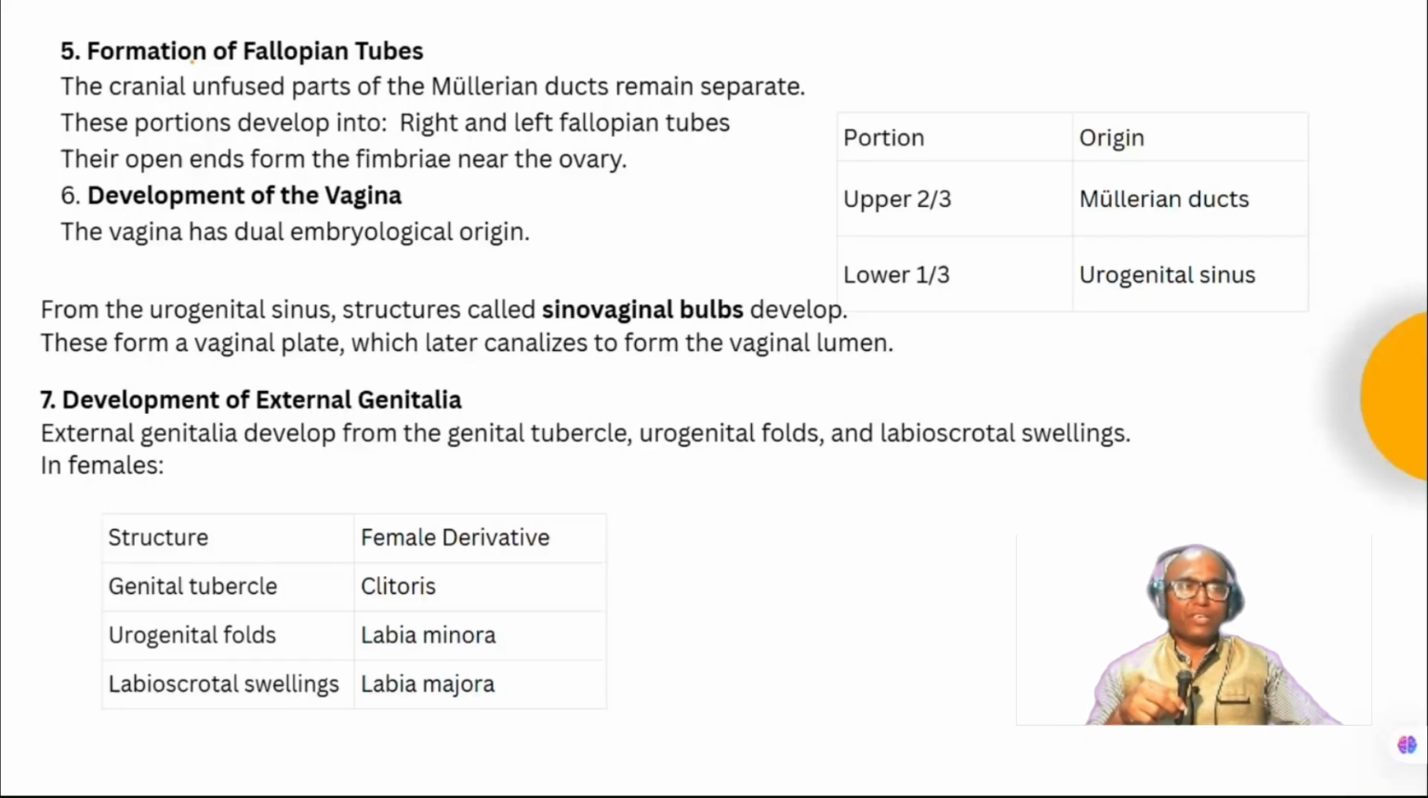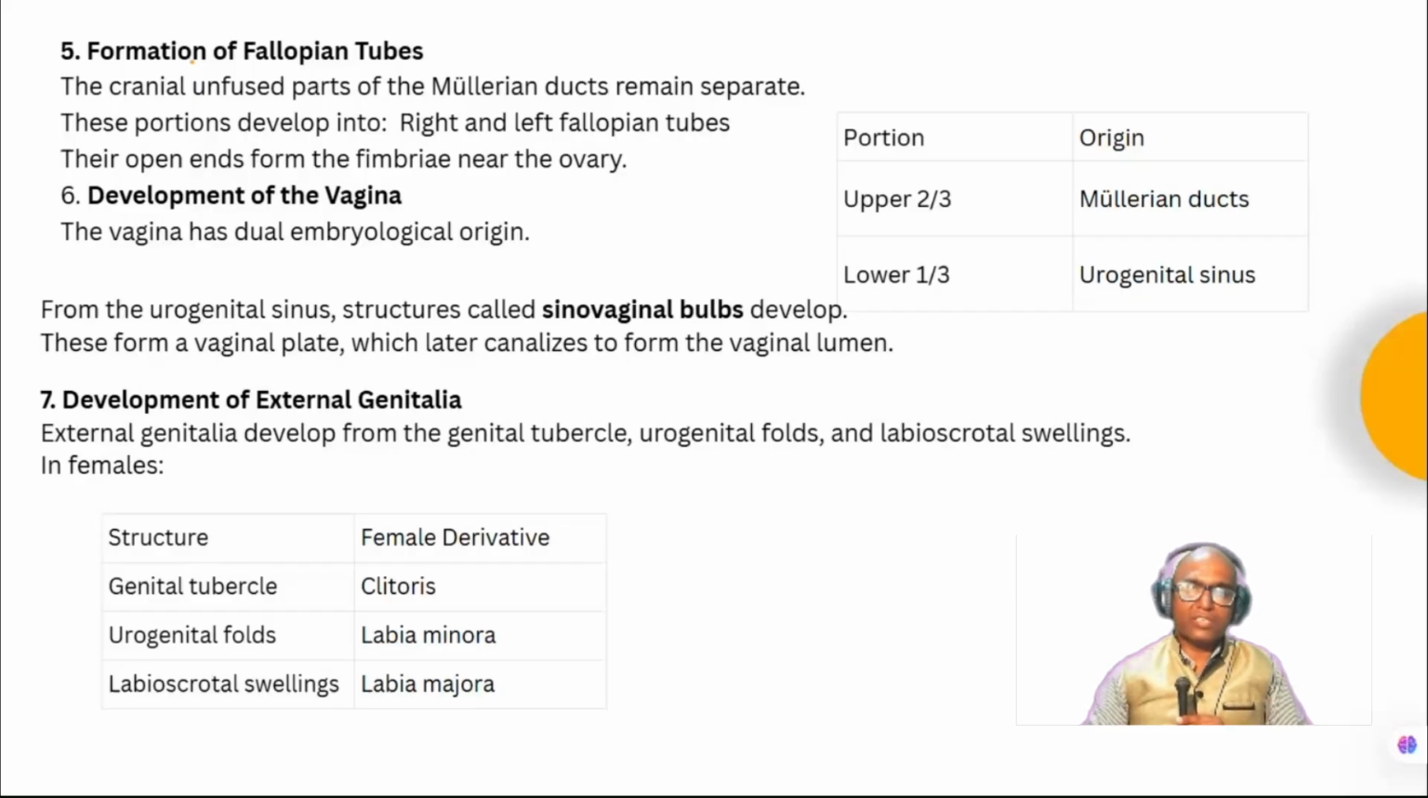Then coming to the development of the vagina, it has got a dual embryological origin. The upper part of the vagina will come from the Mullerian duct. What we have just seen, this Mullerian duct will give rise to the upper two-third of the vagina, while the lower one-third of the vagina is coming from the urogenital sinus. From the urogenital sinus, structures called sino-vaginal bulbs will develop, and these form the vaginal plate, which later recanalizes to form the vaginal lumen.